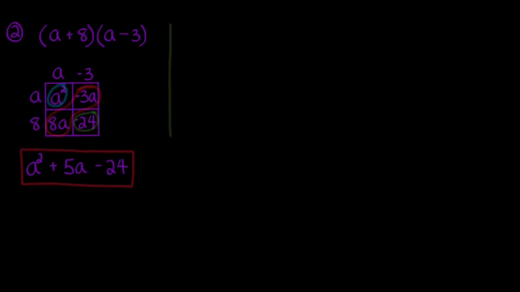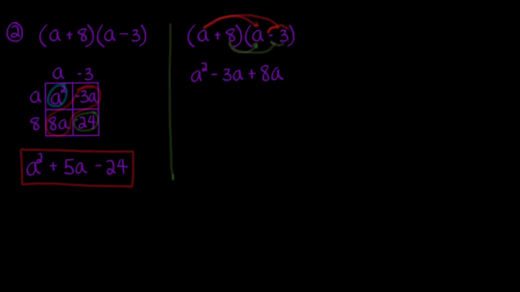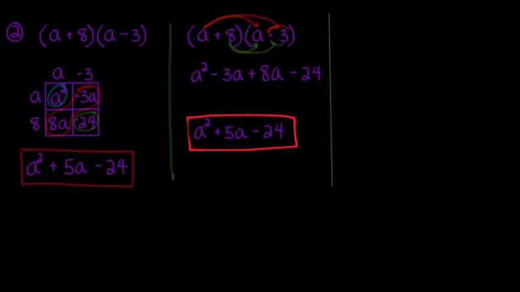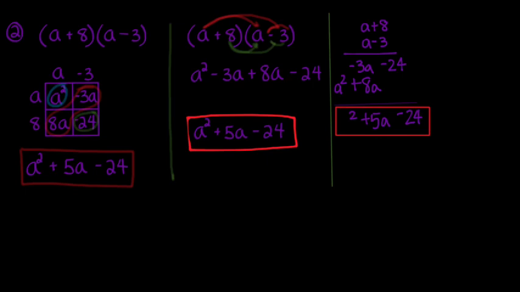If I do the same thing, but I do it in FOIL, I distribute the A, and then I distribute the 8. And I can find my like terms. If I do it in stack, I multiply up and over, and then multiply up and over, and combine my like terms. Oops. A disappeared. Just a sec.